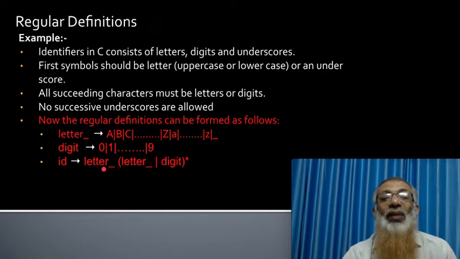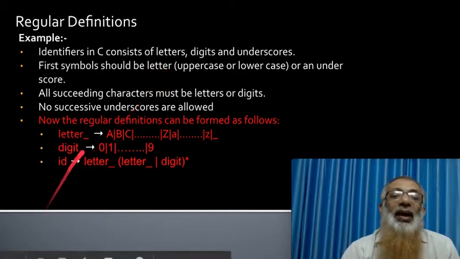letter_ followed by zero or more combinations of again a letter_ followed by a letter and an underscore. It can be a digit also. So this makes sure that whatever identifiers are formed, it will be as per these given rules. This is a regular definition for an identifier in C.